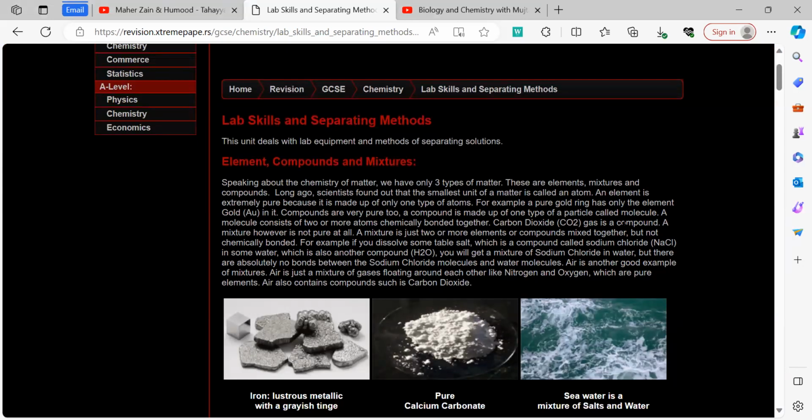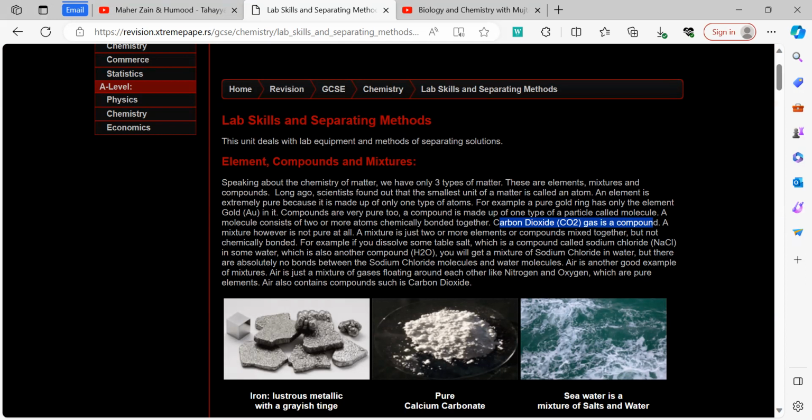Now, what are compounds? An example of a compound is carbon dioxide. Carbon dioxide is made up of a carbon atom and two atoms of oxygen. So, a compound is always formed by a combination of two or more elements.